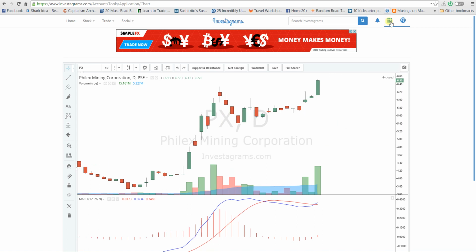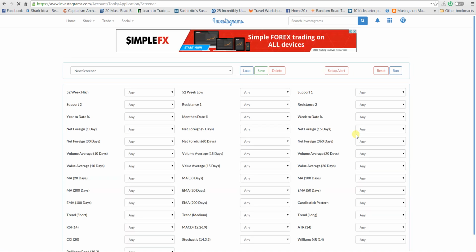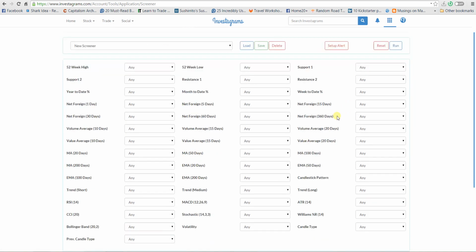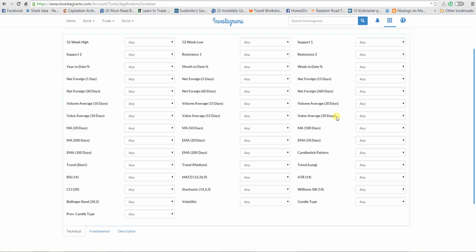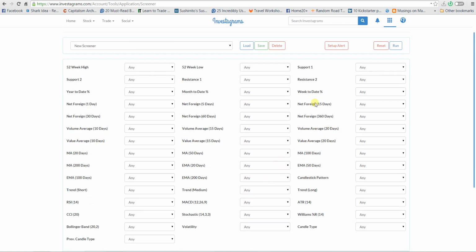Imagine that. The screener actually gave us the results in just a matter of a few clicks. It saves a lot of time instead of checking out each of the hundreds of stocks every single day. So that's the power of InvestaScreener.